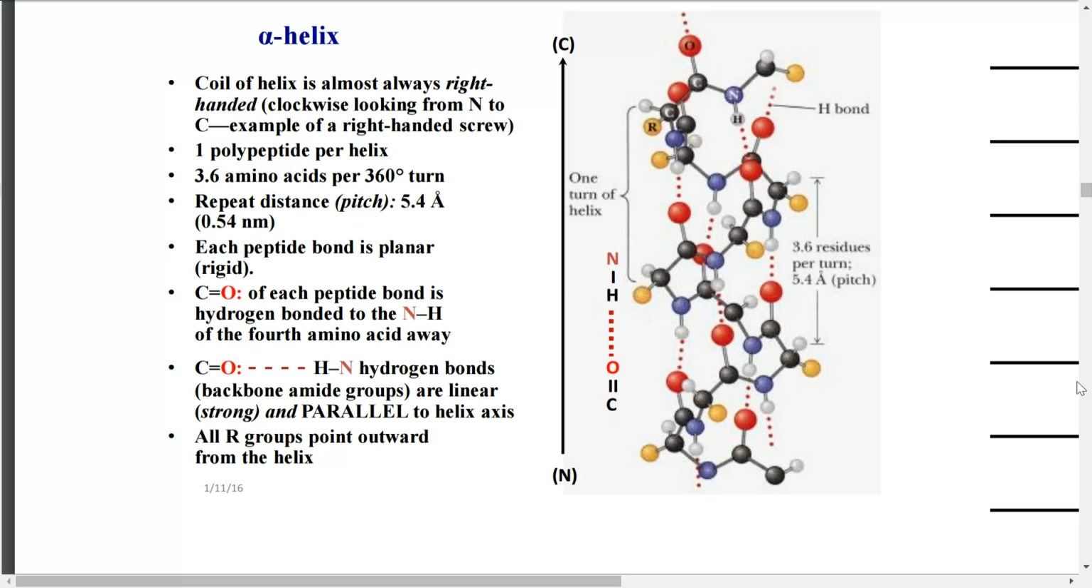The repeat distance, known as the pitch, is about 5.4 angstroms. Again, the peptide bonds are planar, and the bonds between the carbonyl oxygen and the hydrogen are too. And all the R groups face outwards from the helix. So you think of it almost as a spiral staircase with the R groups sticking outside the helix.